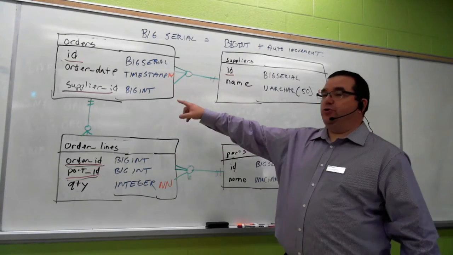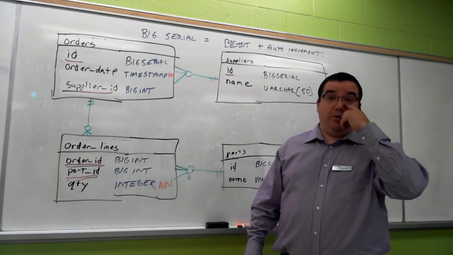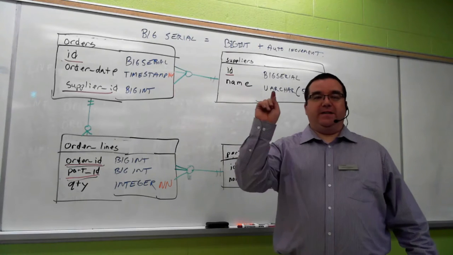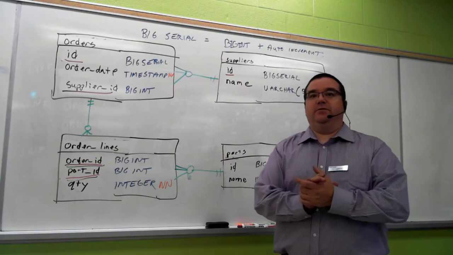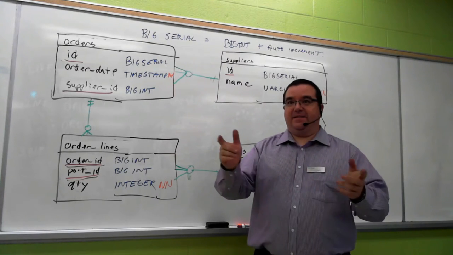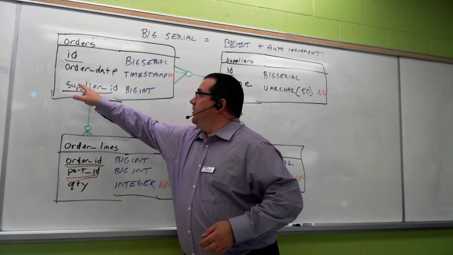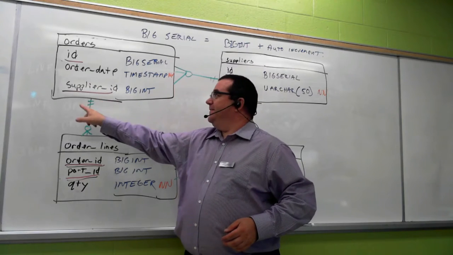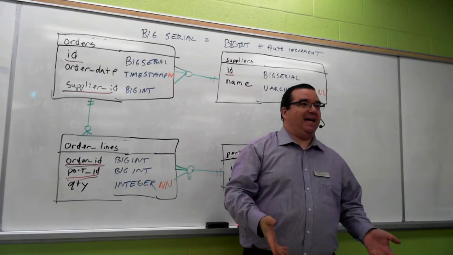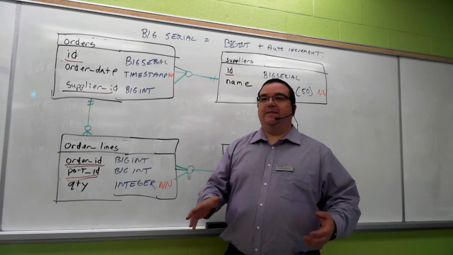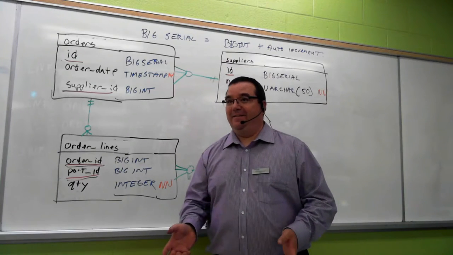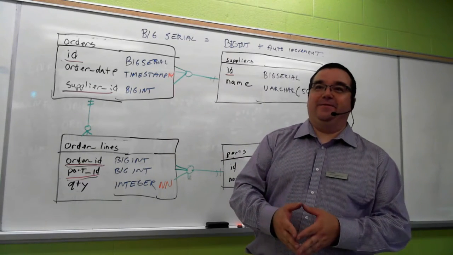No dashes, those are underscores. That's an underscore. Underscore yes, dash no. Do you want to take a guess why you can't use dash? Yes, it's a subtract. So in this case, you could say order minus date, supplier minus ID if you use the dash. Dashes are bad, because databases can do math, lots and lots of math, and do it really, really fast.